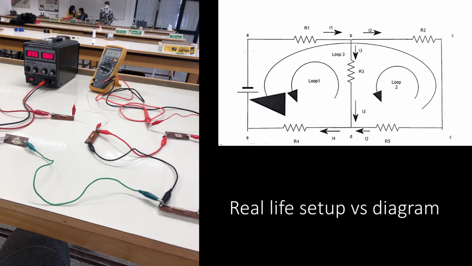Afterwards, the same steps are applied to the circuit elements of loop 2 and 3, recording the data on table 3 and 4 respectively.